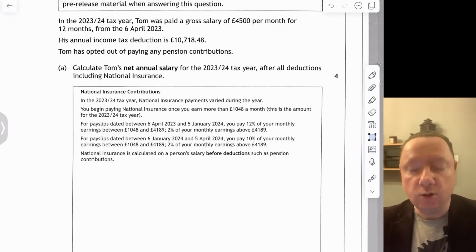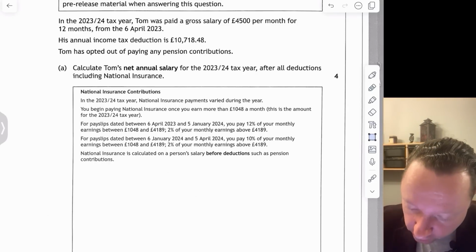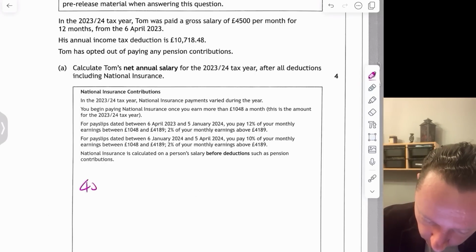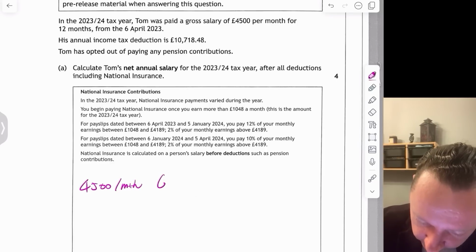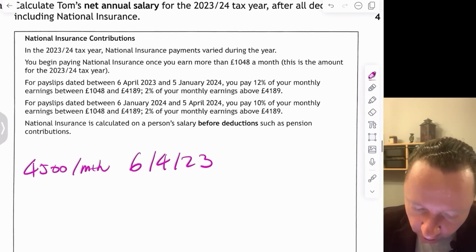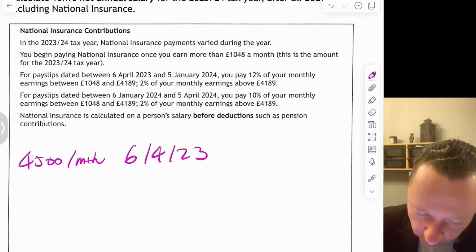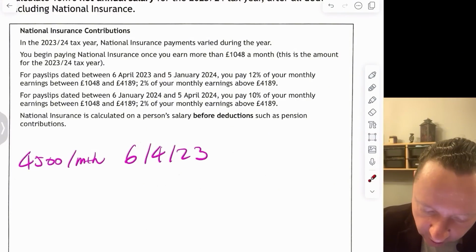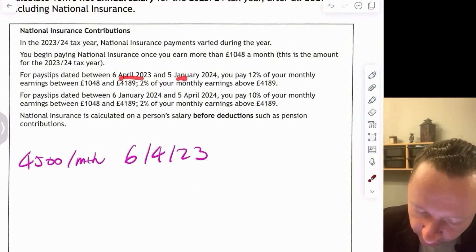So I've copied that national insurance table over, and it says he earns £4,500 a month, and that is from the 6th of April 23. If you look at this national insurance table, he's got a variable national insurance rate. First of all, it says you begin at £1,048 a month. For pay slips dated the 6th of April to the 5th of January, you pay this amount. And for the 6th of January to the 5th of April, you pay that amount. The thing that's changing is the percent, 12 and 10.